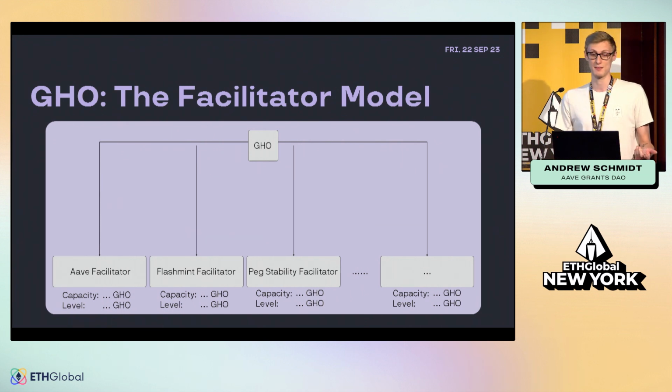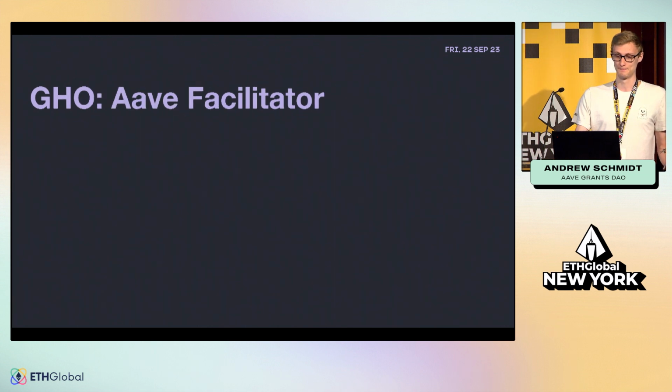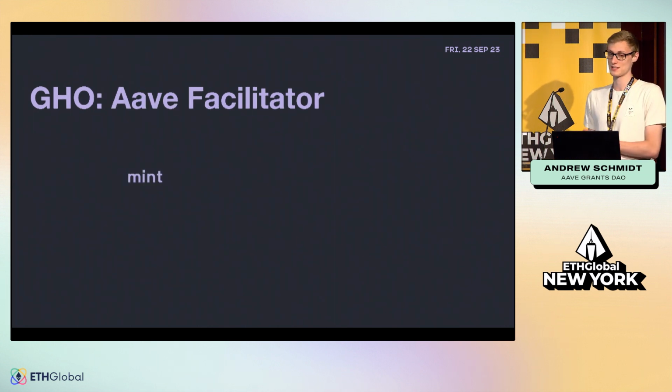Currently today, the two facilitators which have been approved by the Aave DAO are the Aave Protocol Facilitator, which we're going to go into detail on, and a Flash Mint Facilitator, which mimics the behavior of flash loans in the Aave protocol, if you're familiar with that. But the idea of Go is that it's a flexible facilitator model, which means there can be any number of facilitators which have the ability to issue Go, either through code or different forms of agreements that the DAO agrees upon.